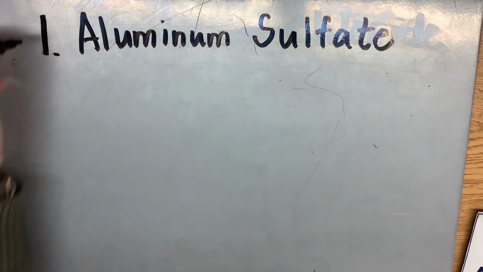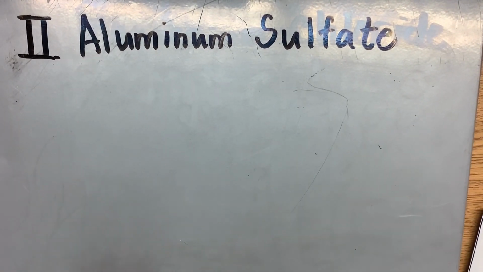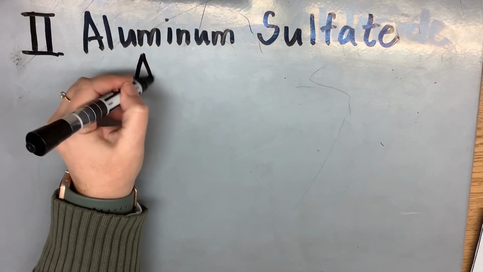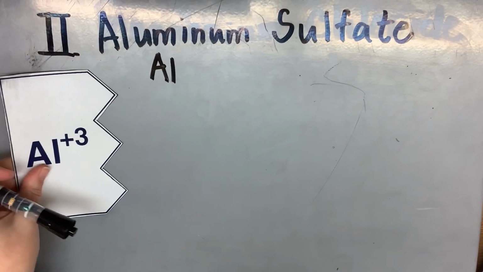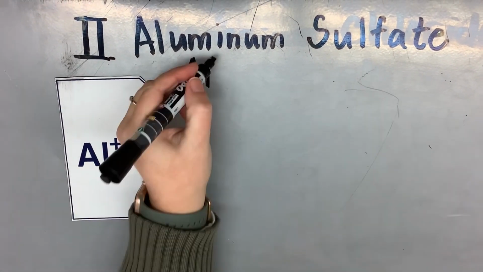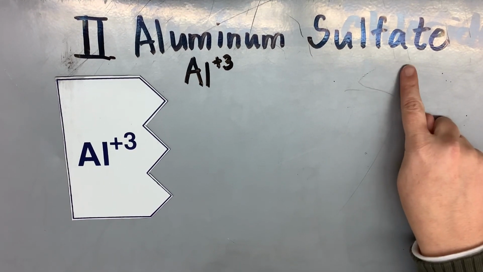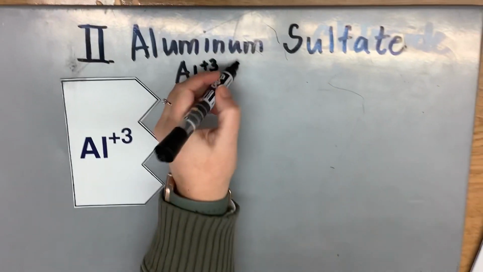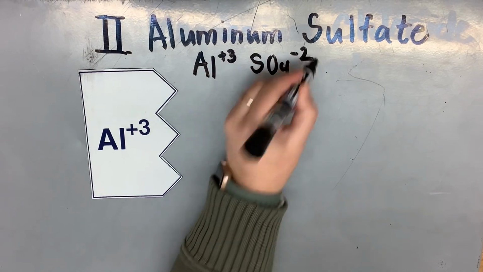All right, number 2 that we're going to do here is aluminum sulfate. So we look up aluminum on the periodic table. Aluminum is Al. So we find our aluminum piece. Aluminum has a +3. And then sulfate. Sulfate is a special one. We call those polyatomics. Sulfate has a special formula, which is SO4 -2.